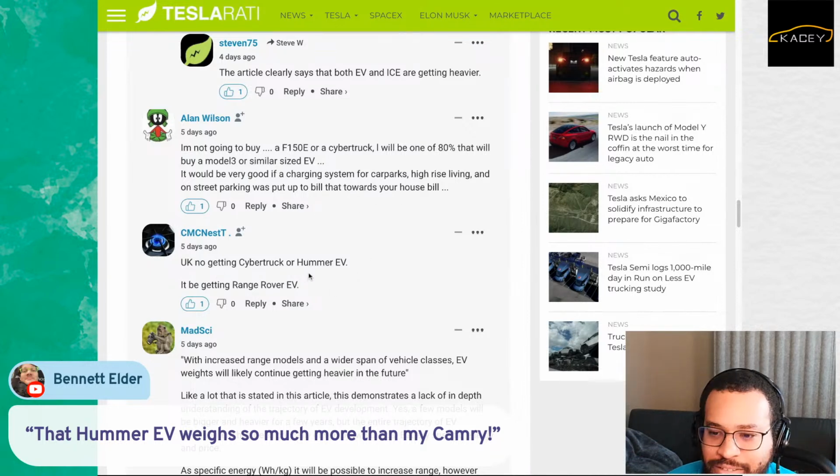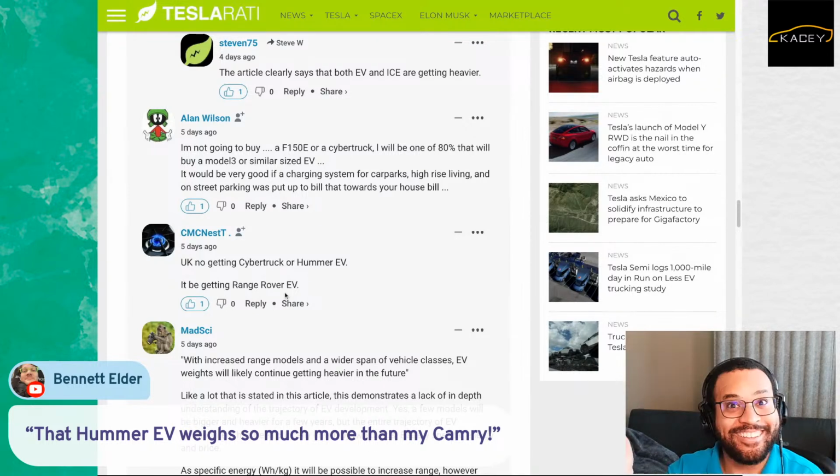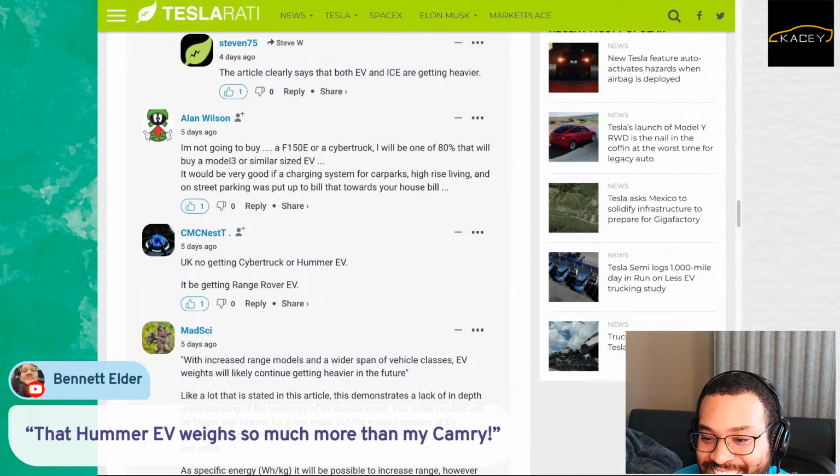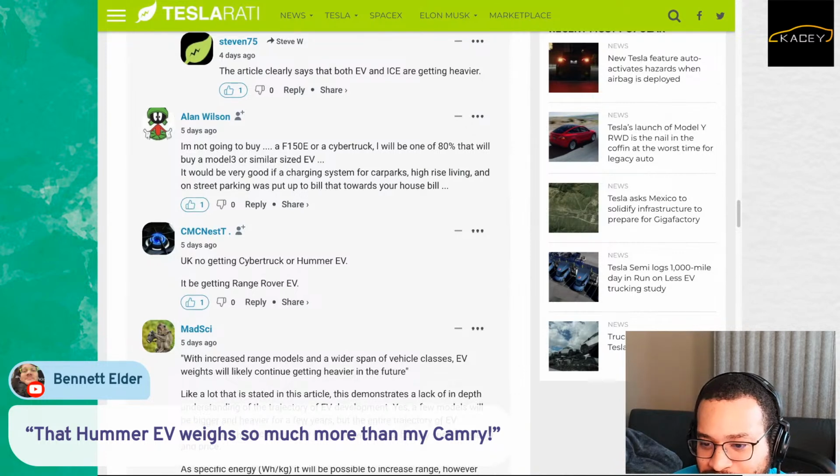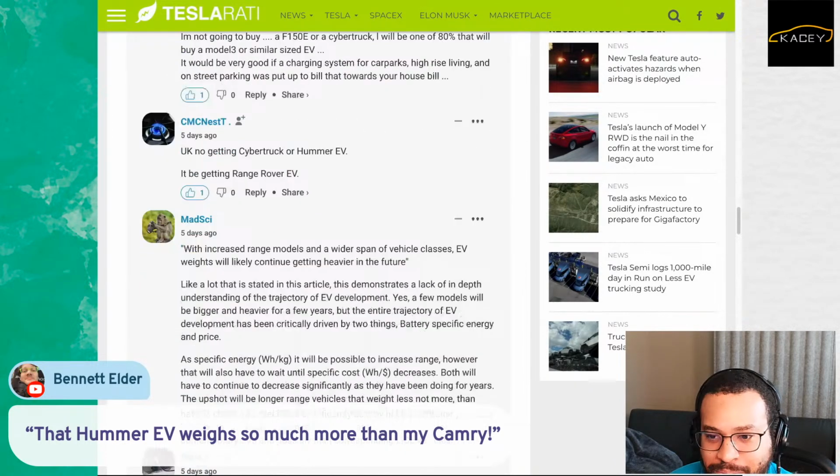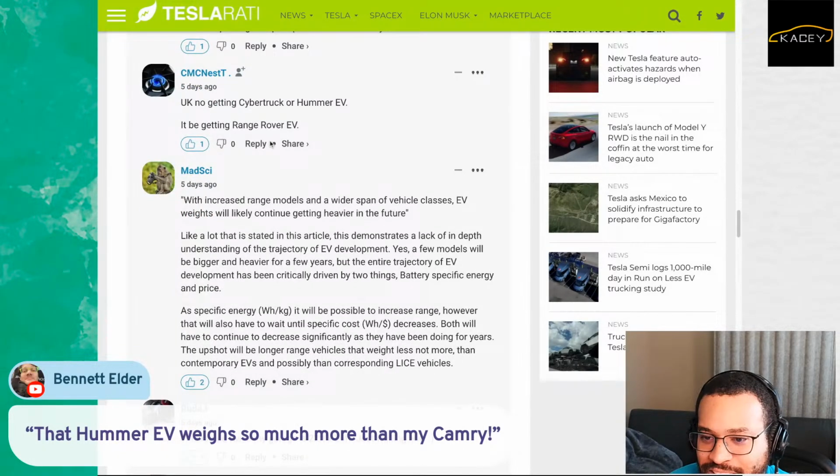UK is not getting a Cybertruck or a Hummer EV. It'll be getting the Range Rover EV. Exactly. It's not getting the Cybertruck or the Hummer EV. You guys don't buy pickup trucks like that over there. I mean, you do, but not to the point where it's worth coming to market. They will get you the Range Rover EV.